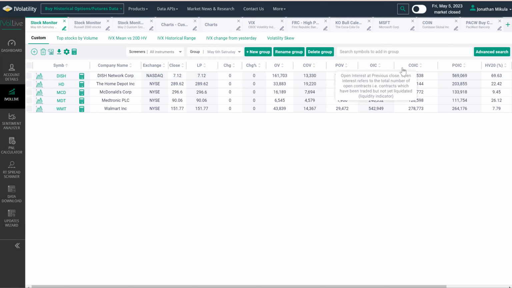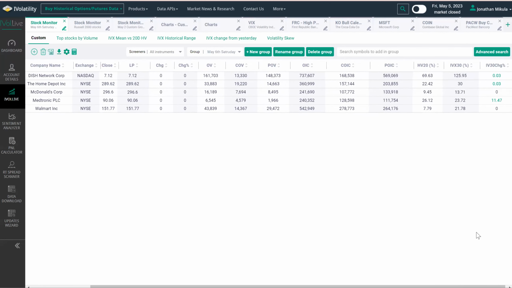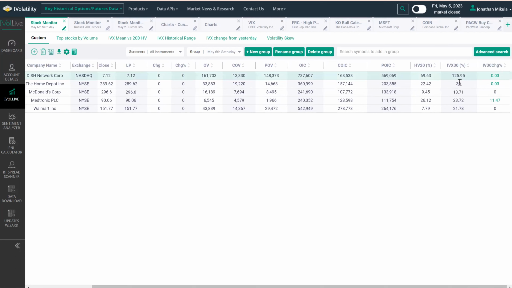Options open interest, call option open interest, put option open interest, HV20, and then IVX30 and IVX chain. So this is great because now with these columns, you're able to say, okay, well, looking out ahead, IVX30 is a whole lot higher than historical volatility for Dish Network. For Home Depot, it's more or less the same.